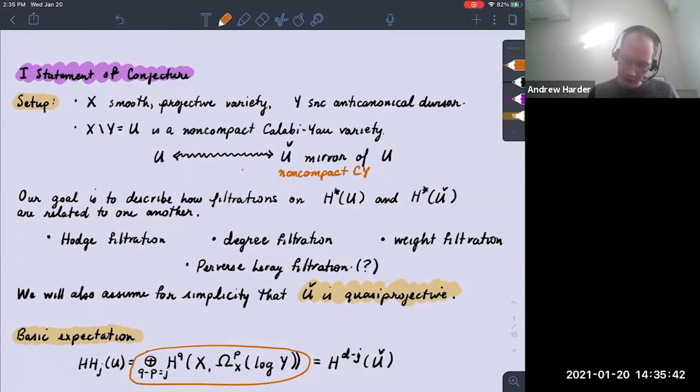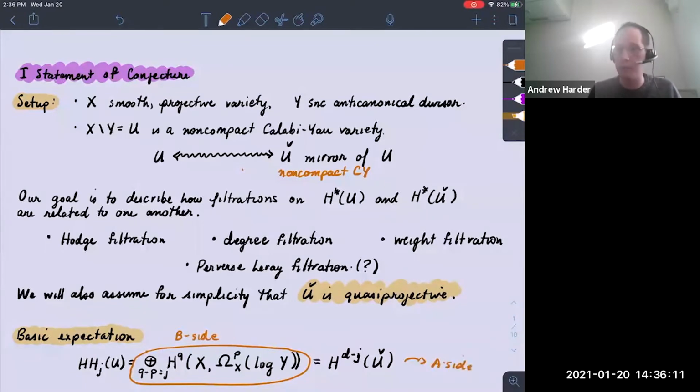And mirror symmetry tells me that this should be related to the (d minus j)th cohomology group of U check. I hope I got the indices right here. Morally speaking, this should be some relationship between different cohomology groups that will come from homological mirror symmetry. So this is what I should be thinking of as maybe being the B side, and this should be something like the A side.